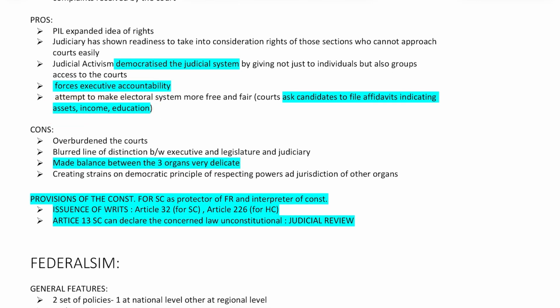But the cons of judicial activism are that it has overburdened the courts. It has blurred the line of distinction between the executive, legislature, and judiciary. It made the balance between the three organs very delicate, and our constitution is based on the separation of these three organs, the legislature, executive, and judiciary, the separation of power between them, which has also been incorporated in Article 50 of the DPSP. It has been creating strains on the democratic principle of respecting the power and jurisdiction of other organs.